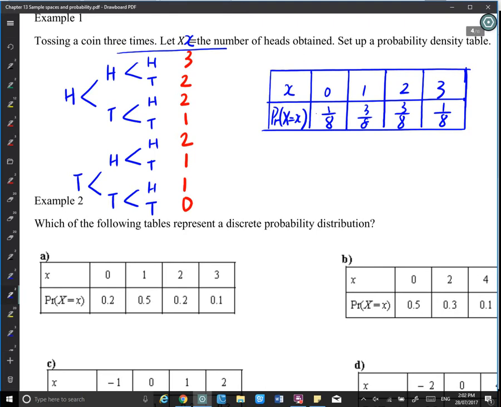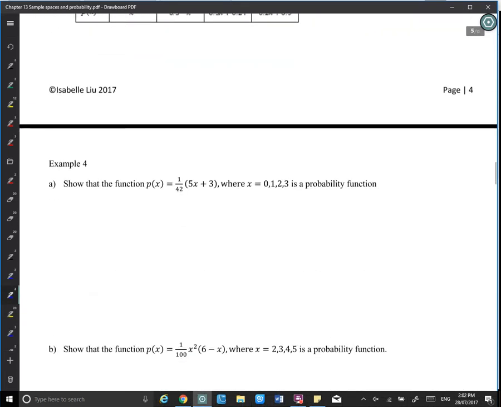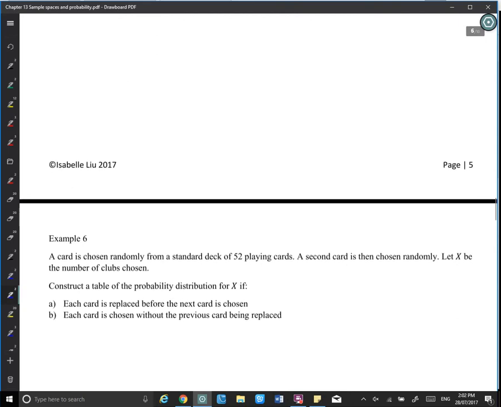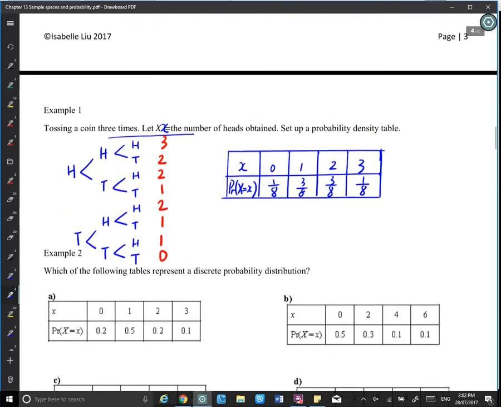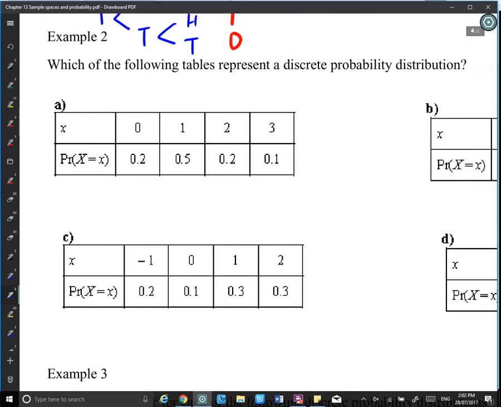Okay, if you finish that one, have a look at example 2 and think about which one is actually a discrete probability distribution. Like I said, not all tables become a probability distribution, only if it represents probability. It's not a multiple choice. You just test each one and tell me yes or no. It's not a multiple choice, okay?